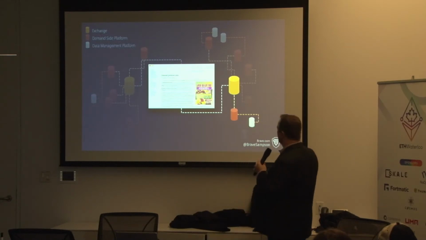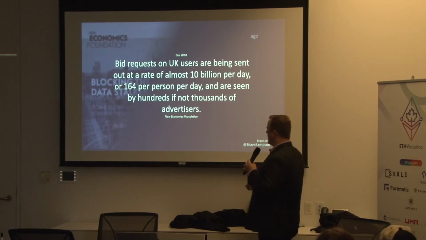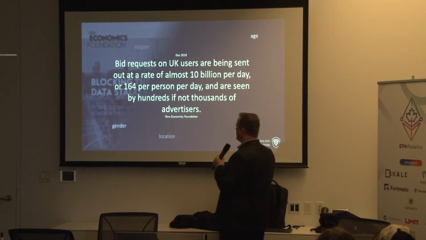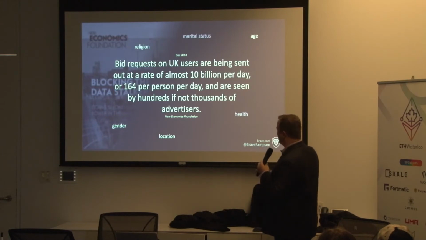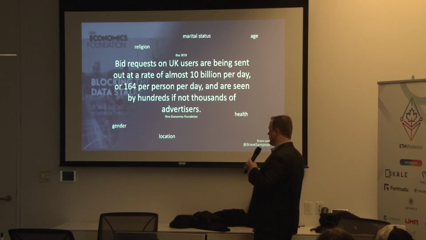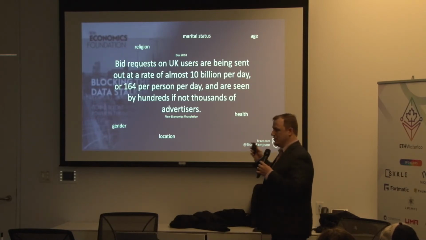So in December 2018, the New Economics Foundation had said that bid requests on UK users are being sent at a rate of almost 10 billion per day, or 164 per person per day, and are seen by hundreds, if not thousands, of advertisers. And again, it includes information like my health. I might be looking up a rash or something like that online. Religion, my age, all this type of stuff. 10 billion per day. That was in the UK alone.